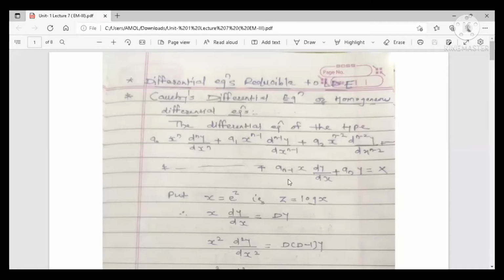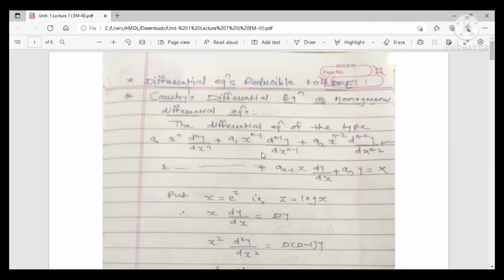Means in every term the derivative is present, and with that derivative term there is a polynomial function also, and the degree of the polynomial function is equal to the order of the differential coefficient present in the term. And in the RHS there is a function of x. So this type of equation is called Cauchy's differential equation or homogeneous differential equation. Now it is not LDE, but we want the solution of this differential equation.